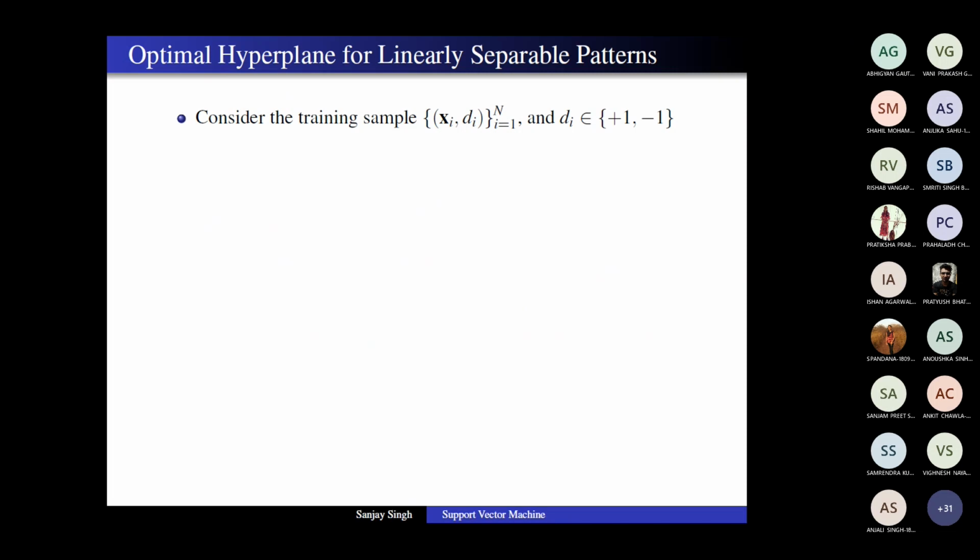And now formally I'm going to start SVM. What we are going to find is the optimal hyperplane for linearly separable patterns. We'll study SVM in two phases. First, we'll find the optimal hyperplane for data points which are linearly separable. In the other segment, we'll understand how to extend this concept to data points which are non-linearly separable, and how to find the optimal hyperplane for that in SVM jargon.